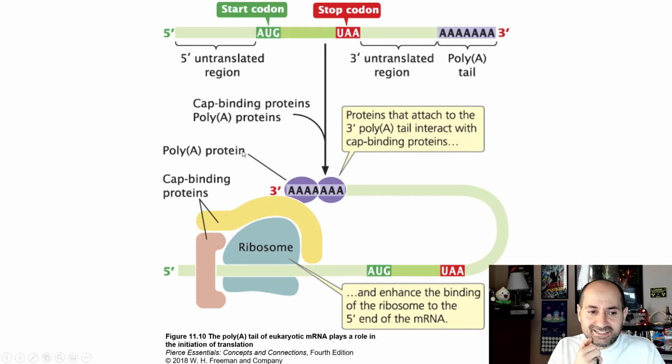All right. One more thing, and that is figure 11.10 tells you that the poly A tail of the eukaryotic mRNA plays a role in initiation of translation. Why? Because that poly A tail, remember 50 to 250 A's, can actually fold forward and interact with proteins called poly A proteins, and that can interact with transcription factors, these cap binding proteins, to enhance the binding of the ribosome to the 5' end of the mRNA and to get translation started. Isn't that interesting?